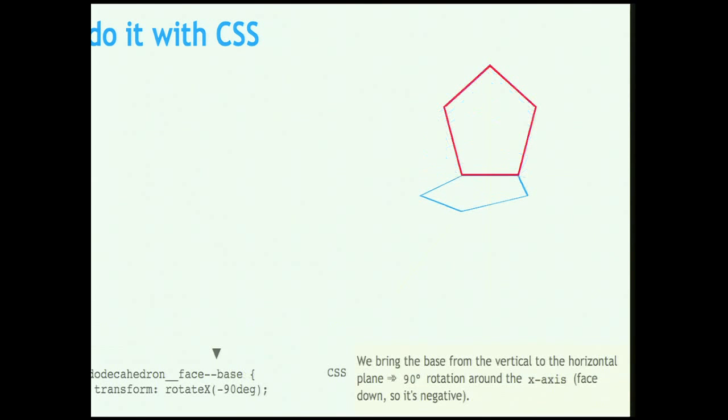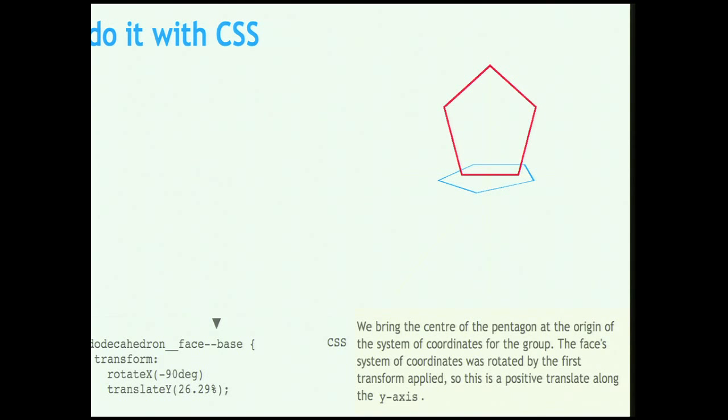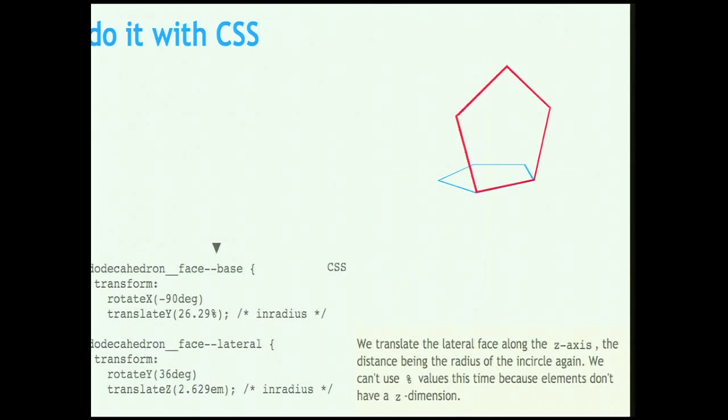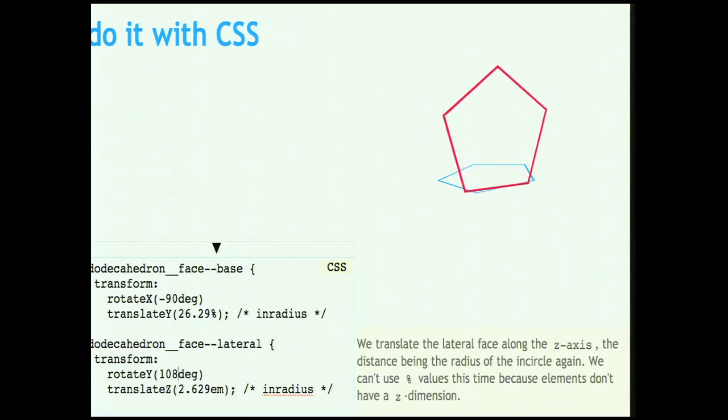And the base, we rotate it by 90 degrees. And then we translate it by the value of the incircle. And now we move on to the lateral. And we rotate it, and we translate it. And it's the same thing as for the prism. And adding up, if we add another angle, we get 108 and 180, and so on, the others. And it's all the same for the other sides, and the same for the other half.